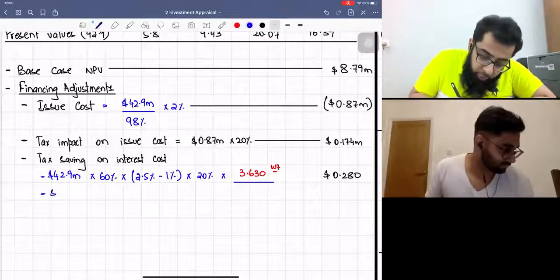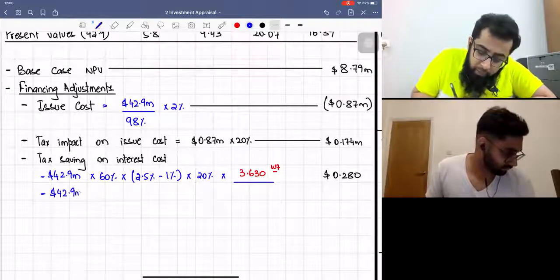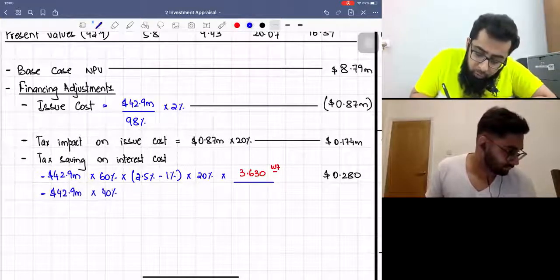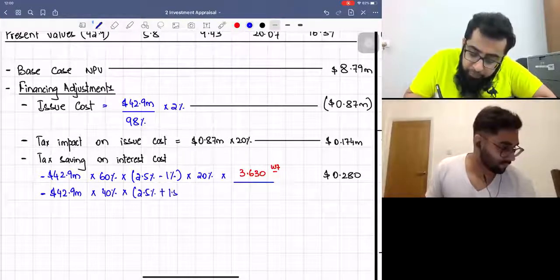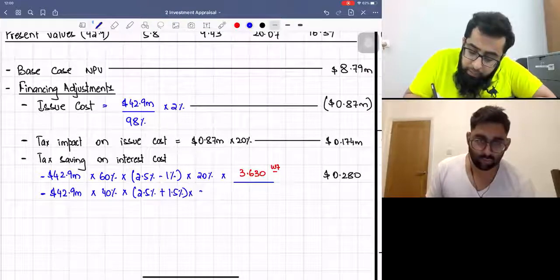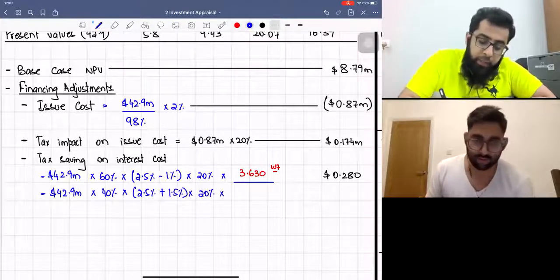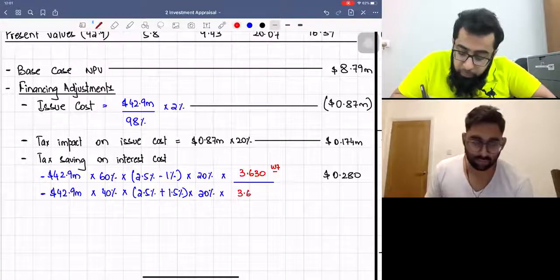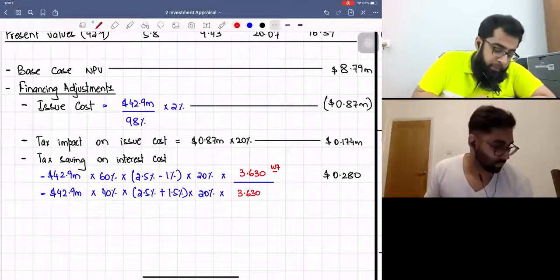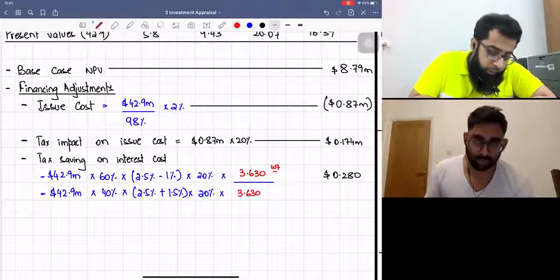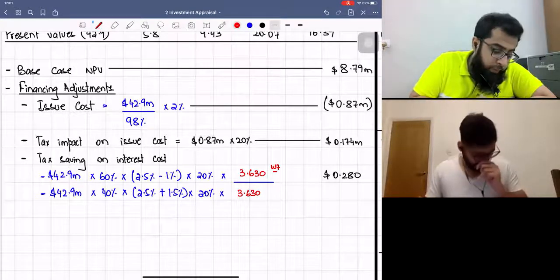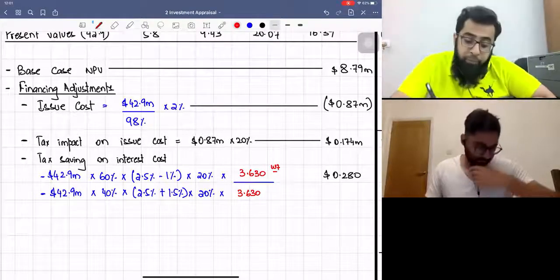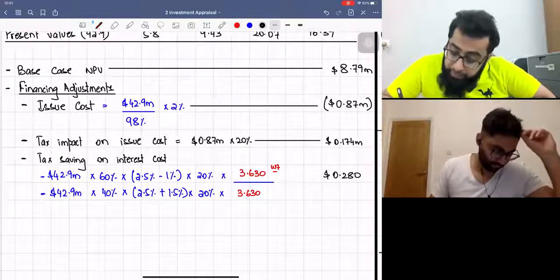Then again 42.9 million. 40% of the loan will be normal loan, at 2.5% plus 1.5%. This is the normal market interest. Into 3.630 again. So 42.9 into 0.4 into 0.04 into 0.2 into 3.630. So it's 0.498.